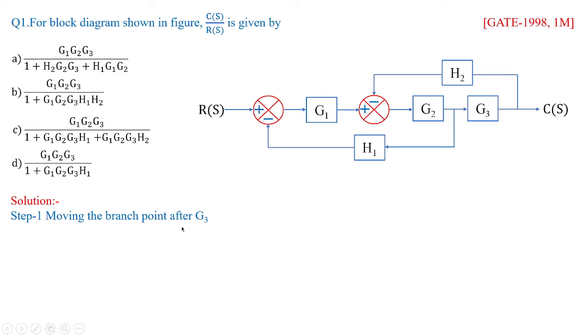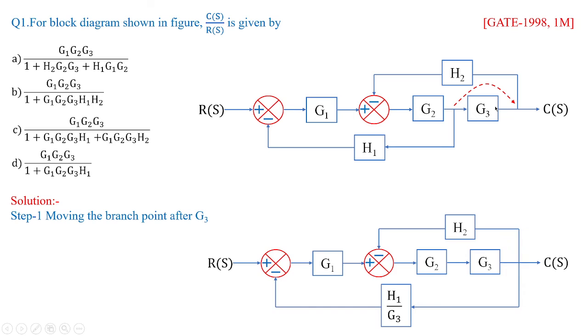Step number one is moving the branch point after G3. Where is G3? Yeah, there is a G3. So we are here to move the branch point after G3. So you have G3 over here, and before G3 you have one branch point. So this we will shift to the right of G3. So that rule you have to keep in your mind, that whenever a branch point is shifted from left to right, the parameter which is in connection with the G3, it gets divided by G3.